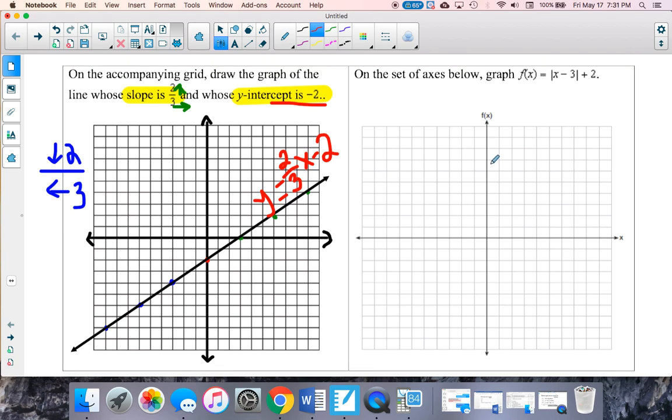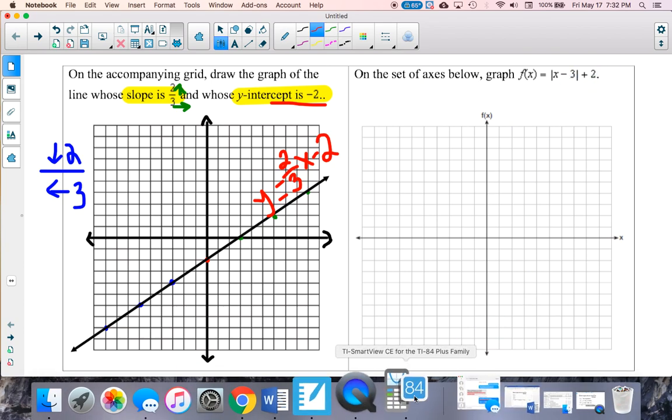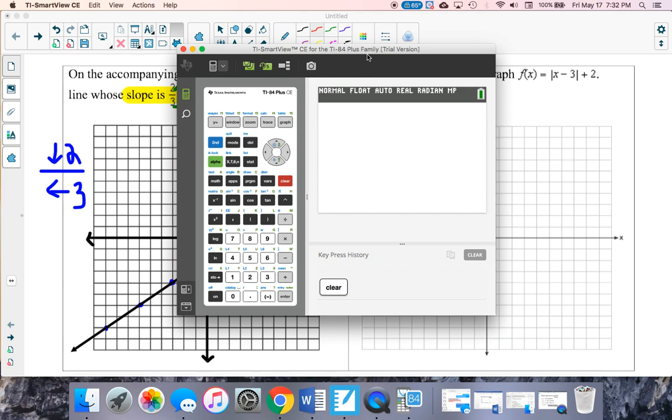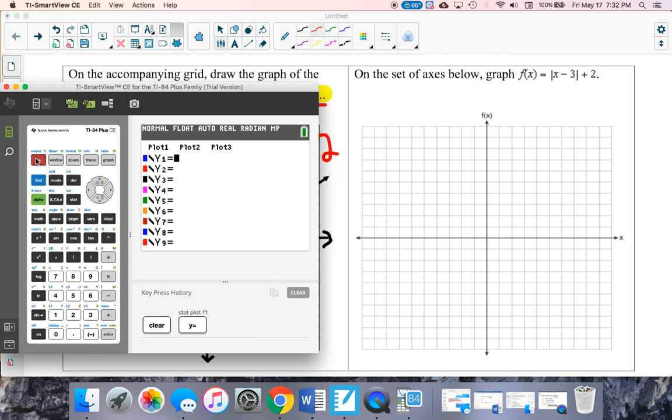Okay, the next one on the set of axes below, graph f of x equals the absolute value of x minus 3, plus 2. Here's where you pull out your handy dandy calculator. Let's go to y equals. If I want to get the absolute value symbols, we press math, go over to number, absolute value, x minus 3, and then plus 2. Let's just look at the graph.